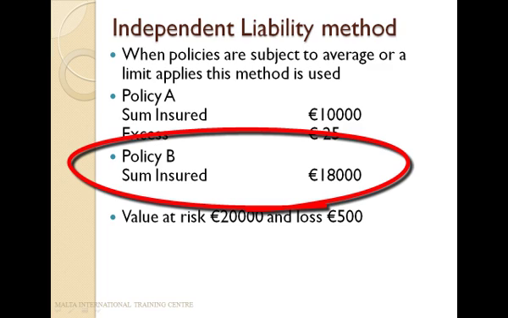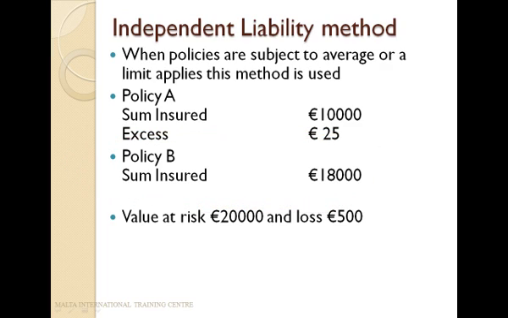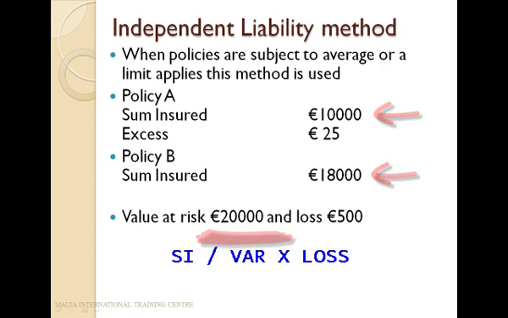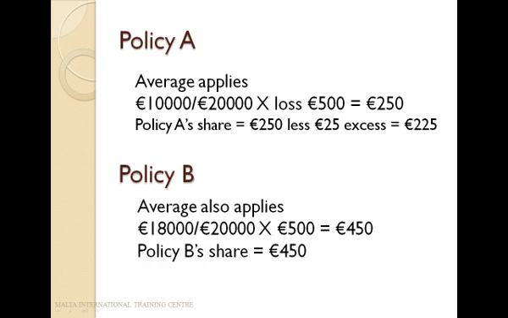Since both are subject to average and it seems that both are underinsured, as you can see, sum insured of policy A is 10,000, where it should have been 20,000, and the sum insured of policy B is 18,000, where it should have been 20,000. Both are subject to average, so the formula of sum insured over value at risk times the loss would apply. Applying this formula would result in policy A paying the amount of €225, policy B paying the amount of €450. That is what will be paid out.